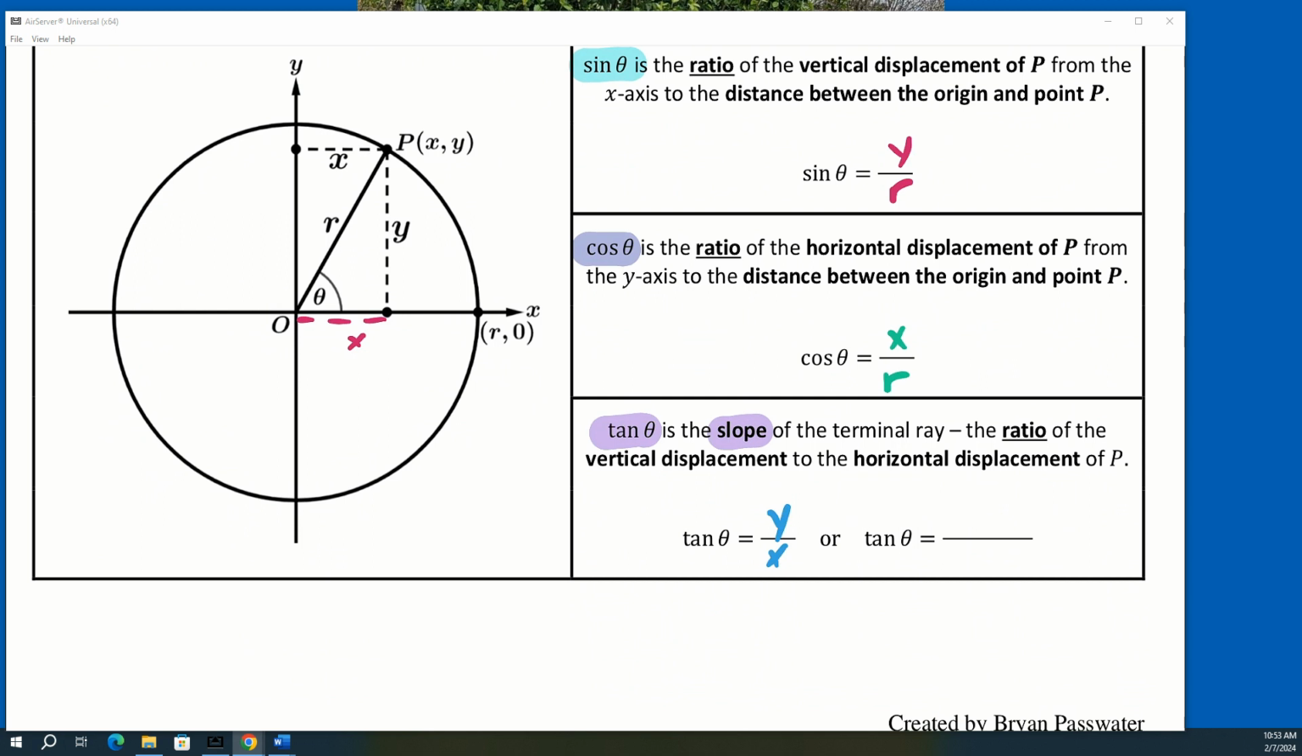And then throughout the year, we're going to talk about these trigonometry identities, and this is one of them. So if you didn't know y and x, but you did know what the sine of theta and the cosine of theta were, the tangent is also equal to the sine of theta over the cosine of theta.